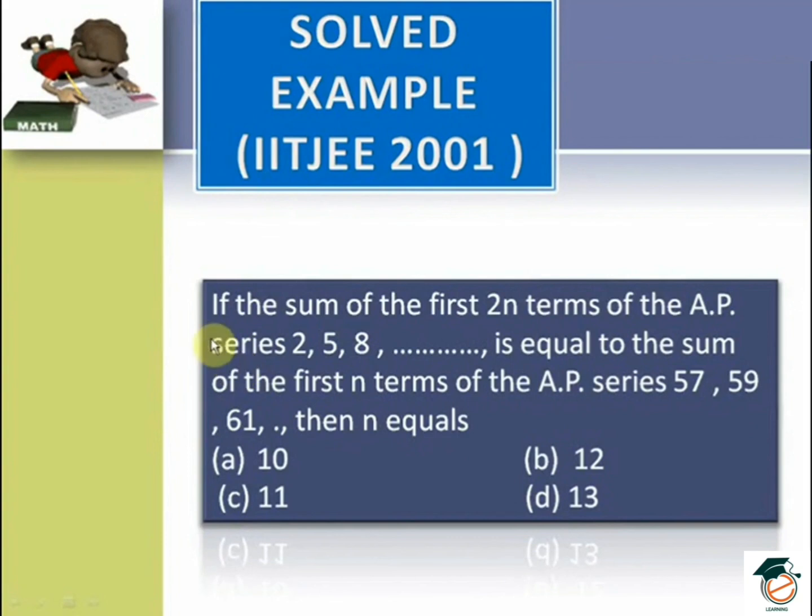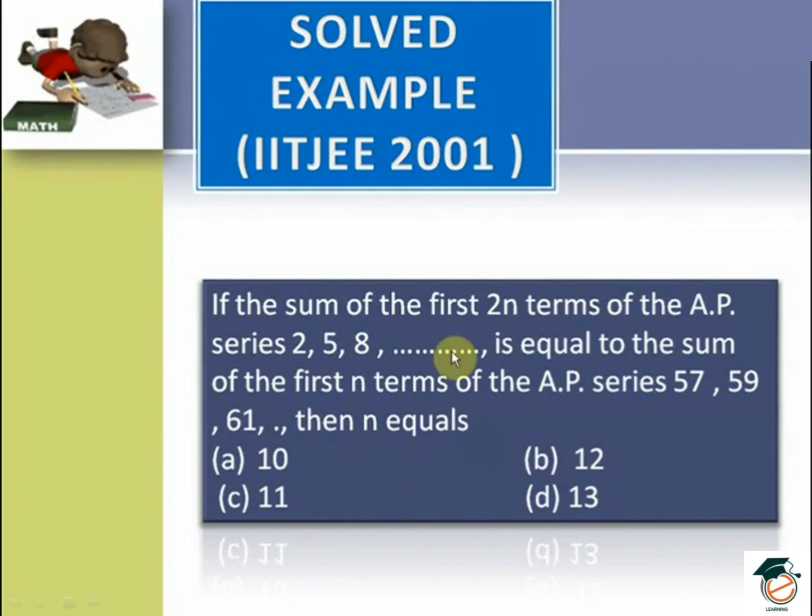So the first problem is, if the sum of the first 2n terms of the AP series 2, 5, 8 and so on is equal to the sum of first n terms of the AP series 57, 59, 61 and so on, then n is equal to, and we have been given the 4 options. The first is 10, B is 12, C is 11 and D is 13.